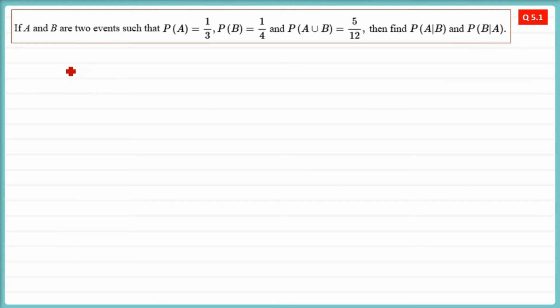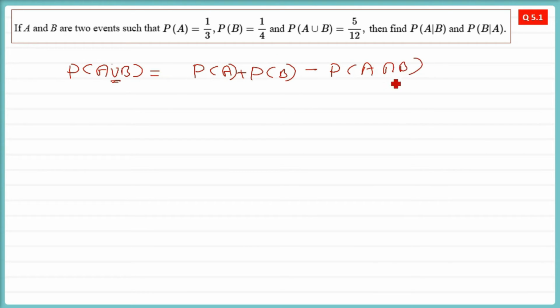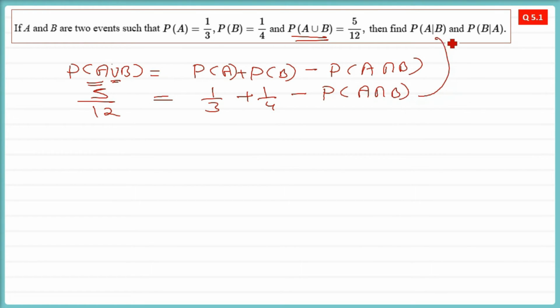So we have used a formula just now, which is P(A∪B) equal to P(A). Whenever I'm calling P(A), it's actually probability of A. P(B) is probability of B. So just understand that these are the ways of saying the probability. So P(A∩B) has to be subtracted. P(A∪B) is given, so write it here, 5 by 12. P(A) is 1 by 3 and P(B) is 1 by 4. P(A∩B) can be computed here: 1 by 3 plus 1 by 4 minus 5 by 12.